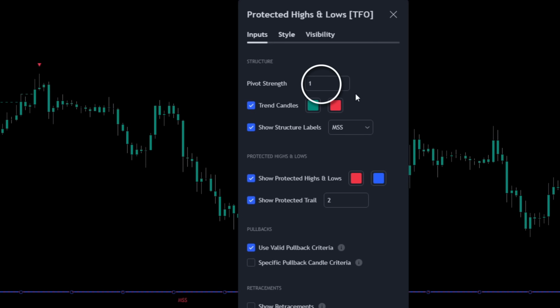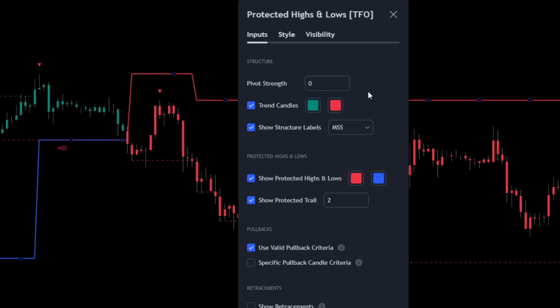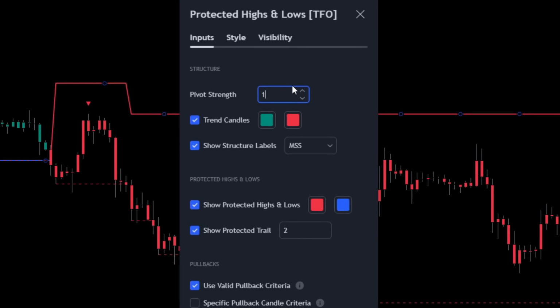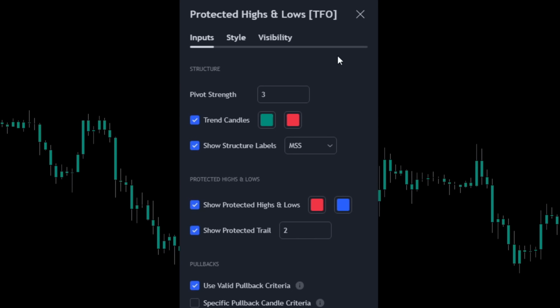So what happens if we decrease this setting? Let's decrease it to 0. As you can see, the indicator will now give more signals, but at the same time, this can lead to more false signals. So what I want to do here is that I want to increase the pivot strength from 1 to 3. This will give us less but more significant signals.